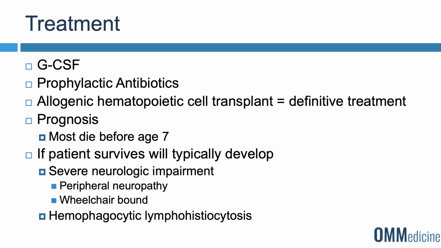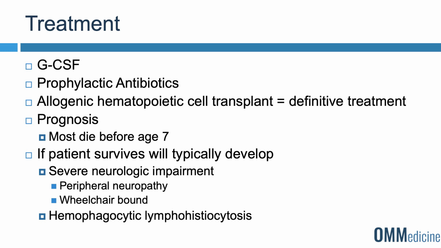Now that we've talked about the diagnosis of Chediak Higashi, let's talk about the treatment. Unfortunately, there's really no good treatment for this condition. Most patients are going to die before the age of 7, and the treatments are largely going to be symptomatic or prophylactic in nature.